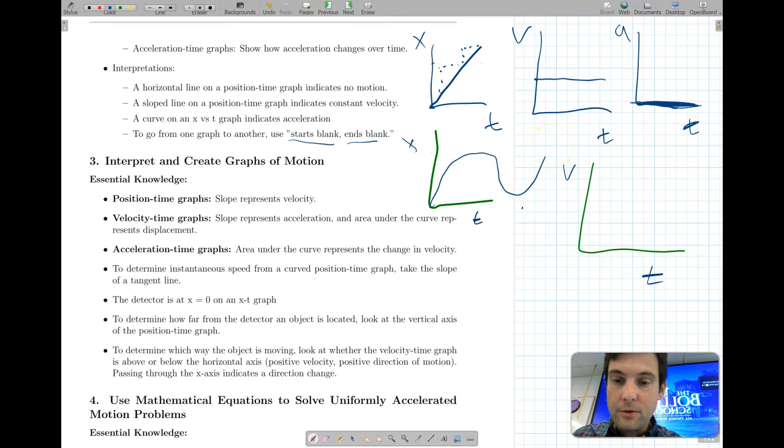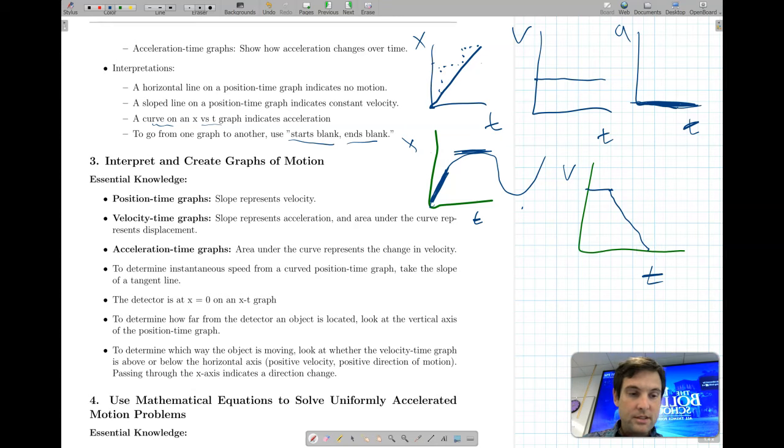Say we have a graph like that. Whenever we have a curve on a position versus time graph, that indicates there is some acceleration happening there, which means there's a change in our velocity. So for this graph, I'm going to just say that this is a constant line. So I start with my constant positive velocity again. Then I start constant positive and I go to 0.